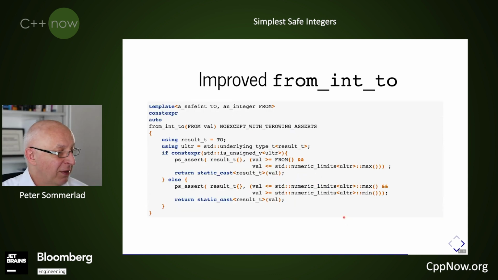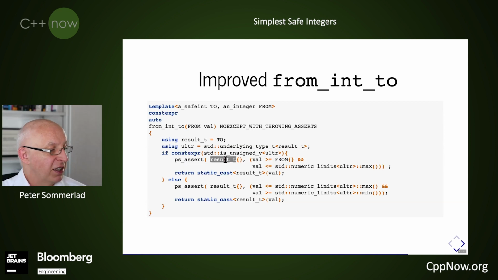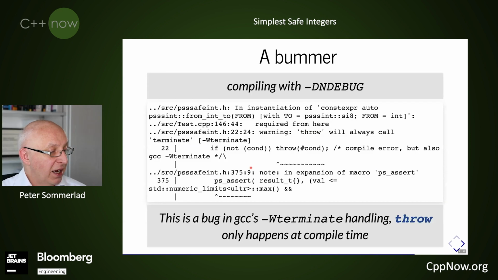Now, what else? With that PS assert, we can improve our from into by, instead of having that if statement, having an assert there with the corresponding condition and returning the default value, and returning 0 in the case you're out of bounds is the safe way to do it in production mode, because that's always a valid value, even if the conversion doesn't work well. But there's one problem.